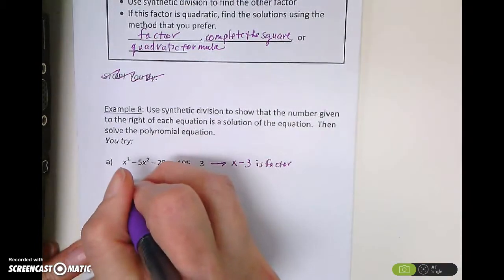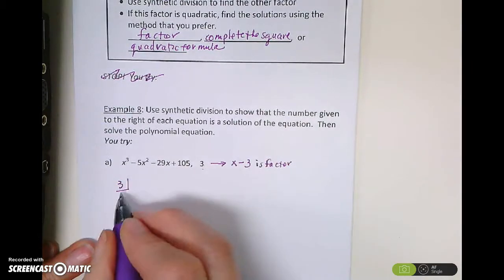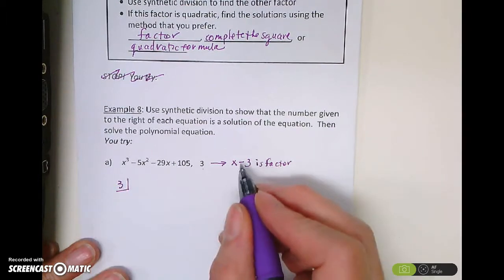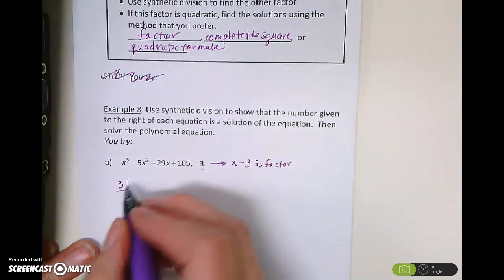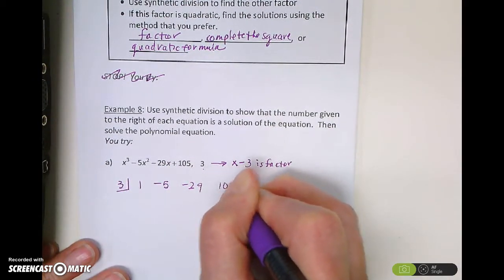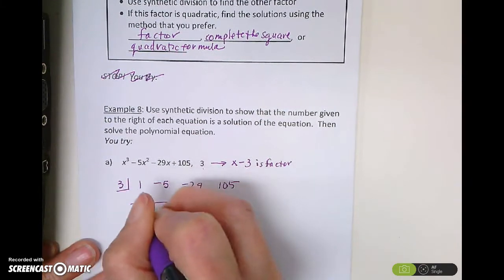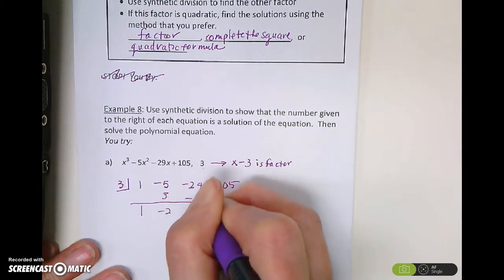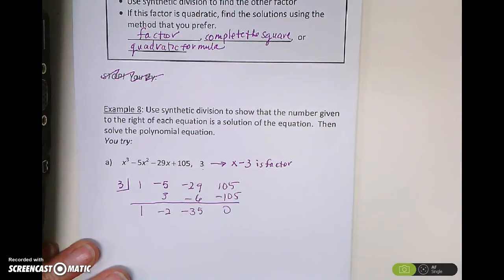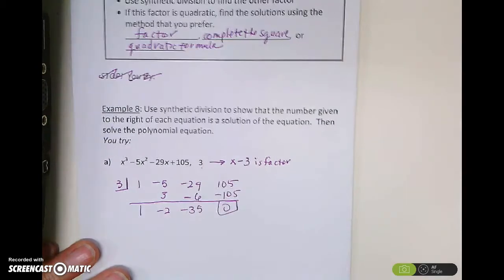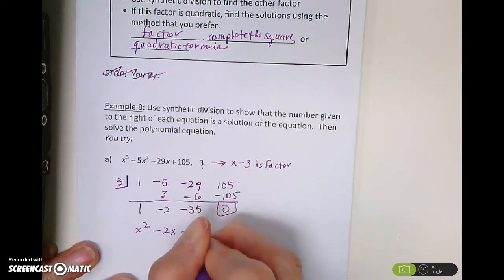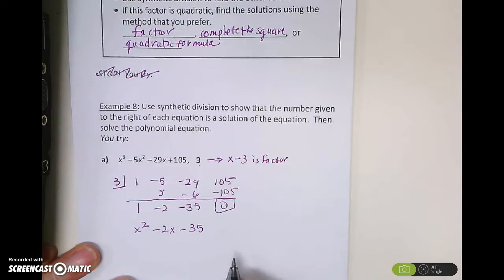So let's do that. So if 3 is a solution, the 3 goes in the box. I don't change the sign there. The sign only changes when I put it with the x. So I have 3, and then I'm going to have 1, negative 5, negative 29, 105. Then we'll do our division. 1, 3, negative 2, negative 6, negative 35, negative 105. And I get a remainder of 0. So that means that we have x squared minus 2x minus 35 left over as our factor.